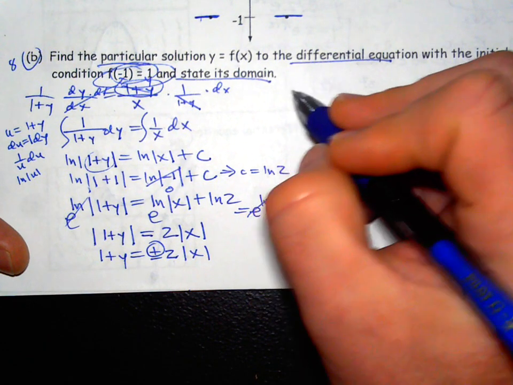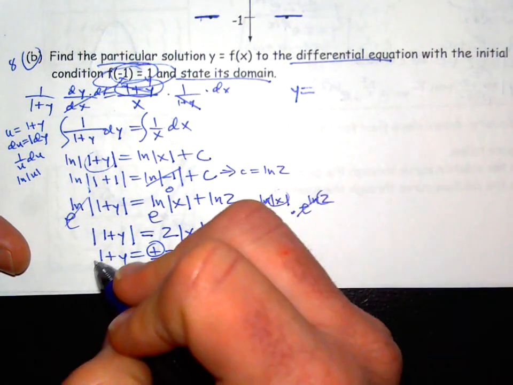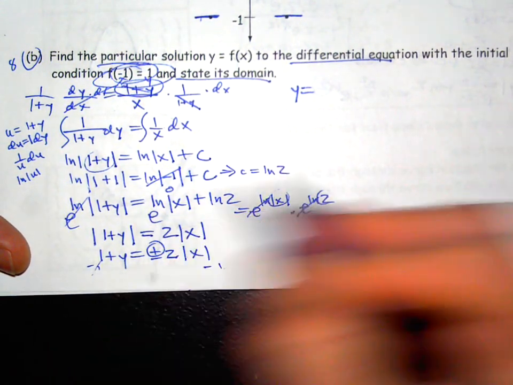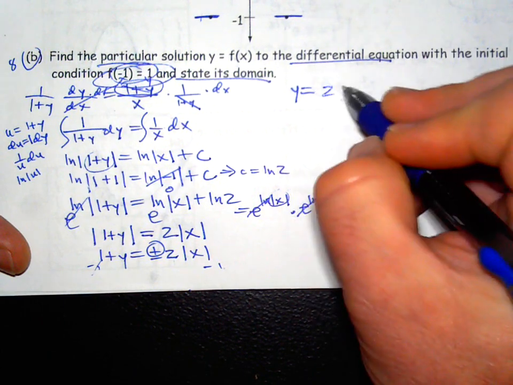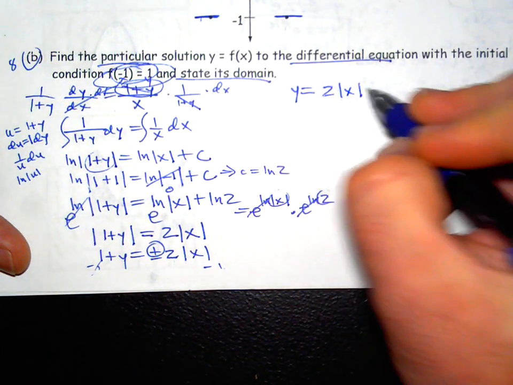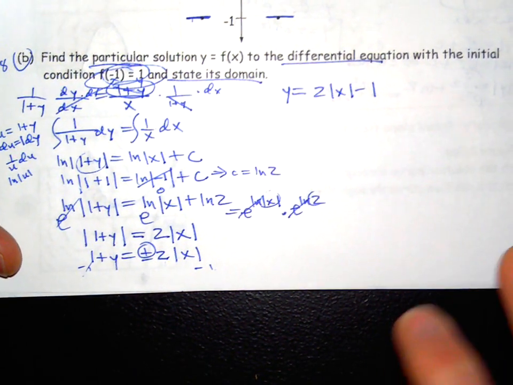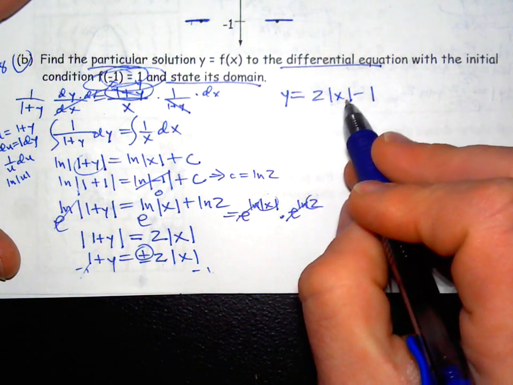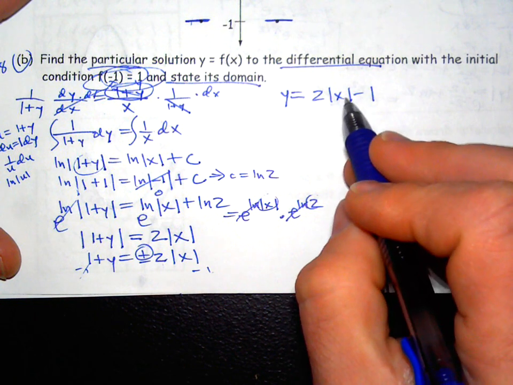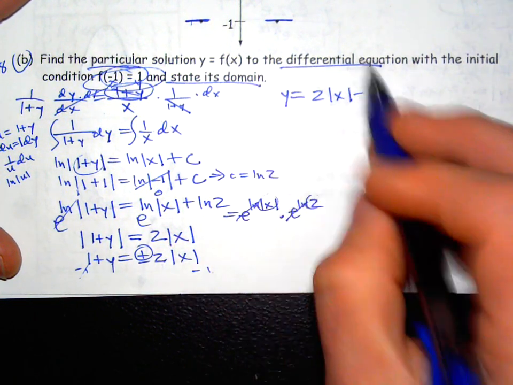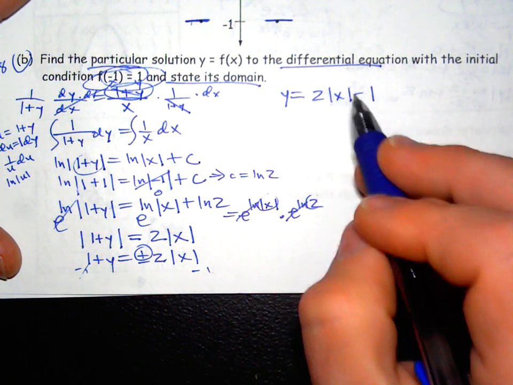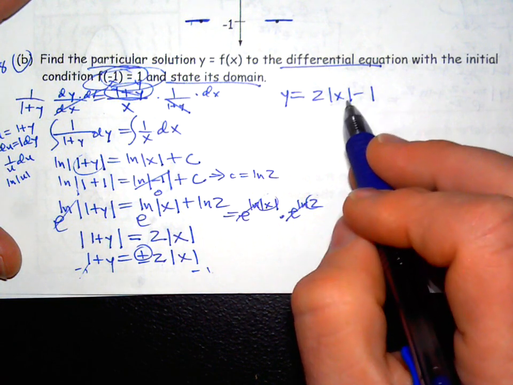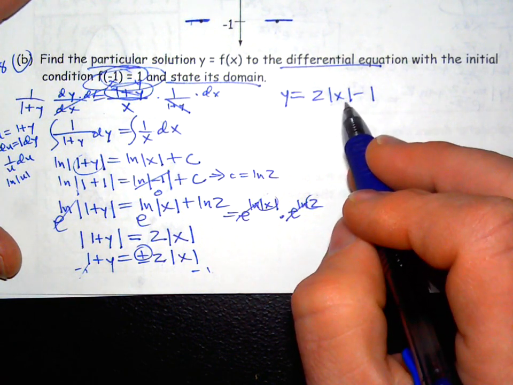Now I'm going to go up here, so we're going to get y equals, now I'm going to subtract the 1 to the other side. So we have 2 absolute value of x minus 1. And that would be our solution. But I'm going to tell you right now, any answer you get when you solve the differential equation and it has absolute values in it, I guarantee you're going to be able to write the final answer without them because of the domain.